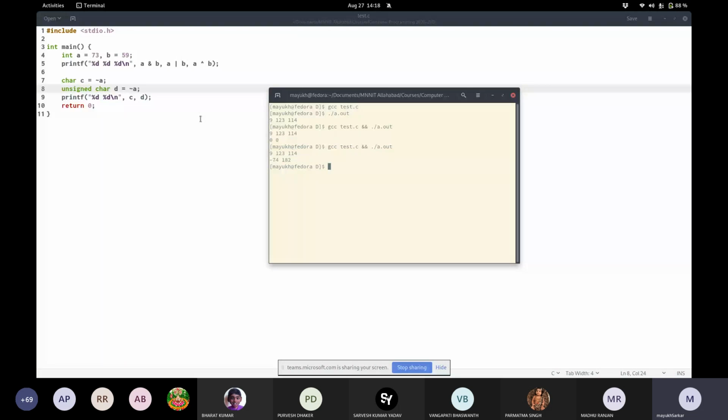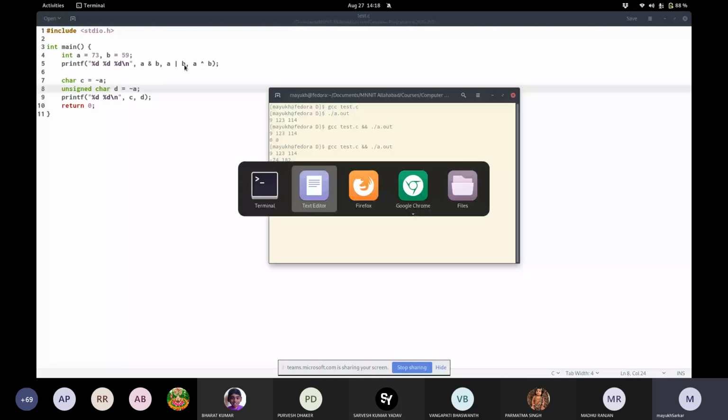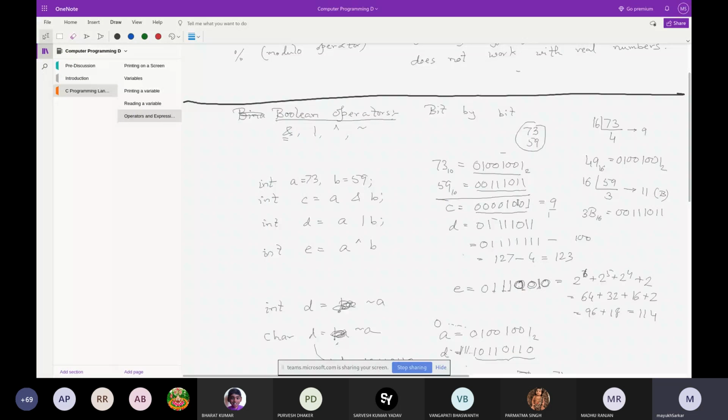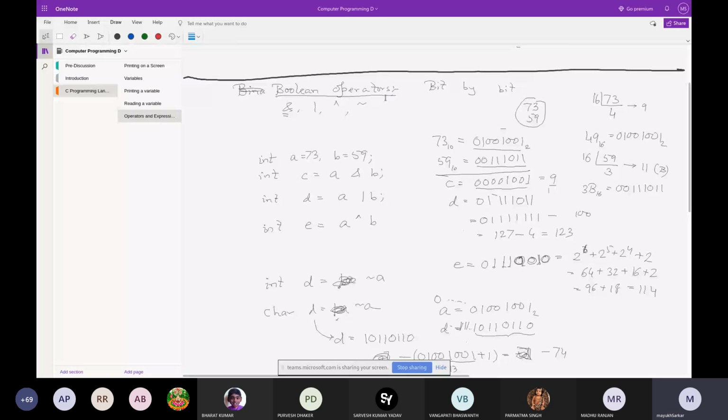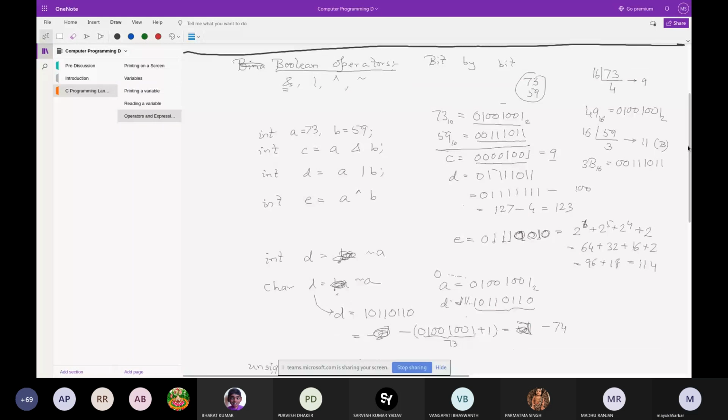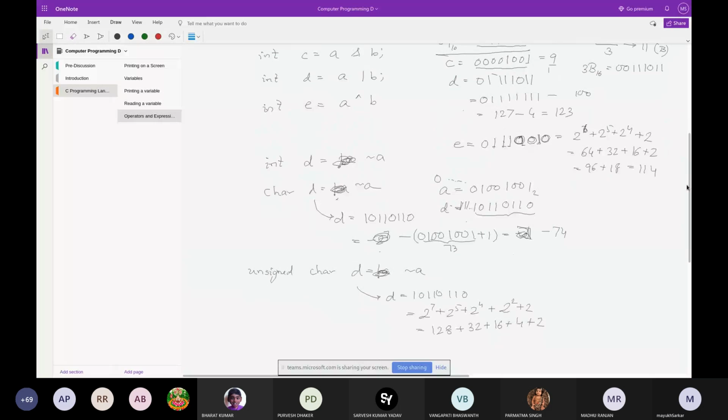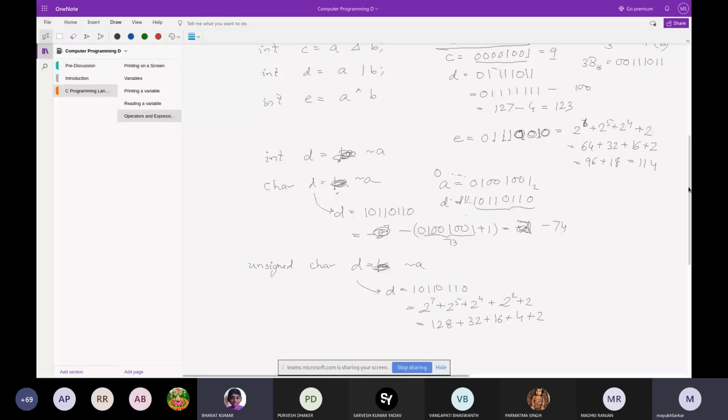Similarly, A or B does bitwise OR. If you do the bitwise OR, it's 1 and 1 gives 1, 1 and 0 gives 1, and so on, what you will get is 123. And this caret symbol does bitwise XOR. If you do the bitwise XOR of them, you'll get 114. This is the bit pattern. And this tilde symbol, the symbol on your tab key on the keyboard, gives bitwise NOT or Boolean NOT. Is it clear?